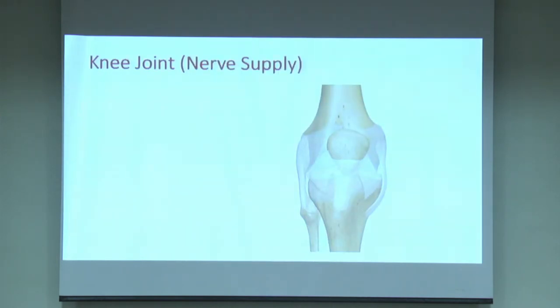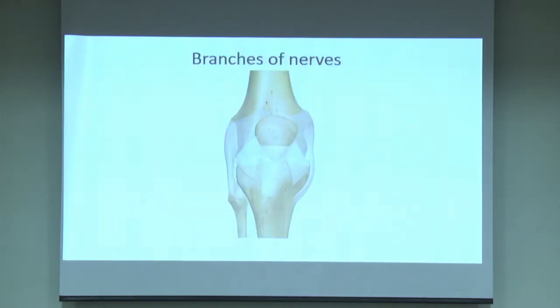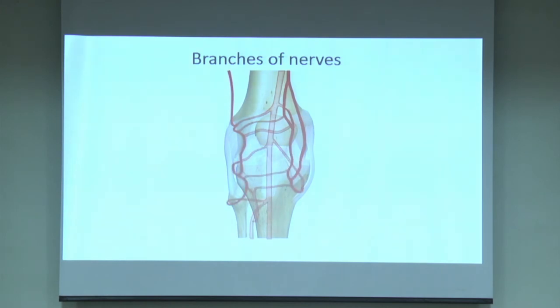How do we know from where they originate? If you look at the nerve supply of the knee joint, you'll find that it is coming from the common peroneal, the tibial nerve, which is dividing into the superficial peroneal and the deep peroneal, and the saphenous nerve, which is a branch of the femoral nerve. So what are these genicular nerves? From which of these nerves do they arise?